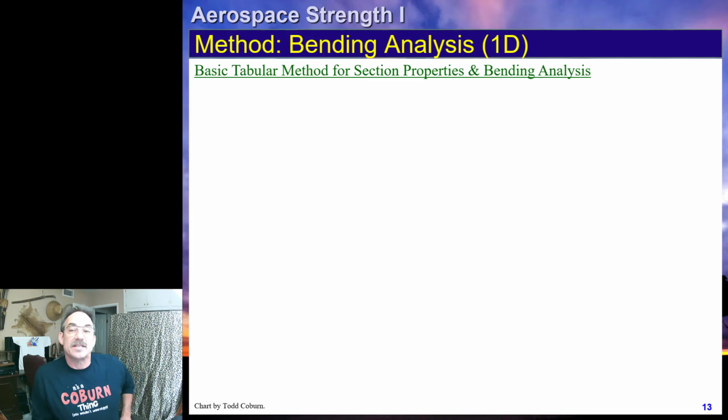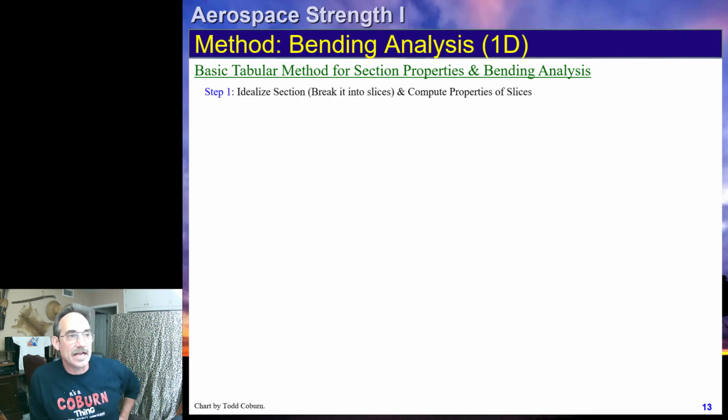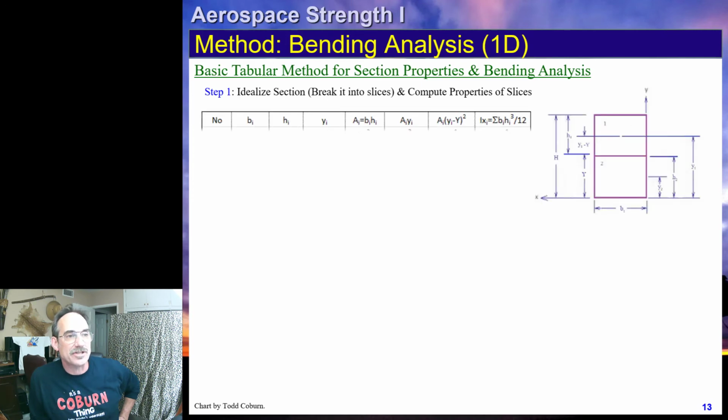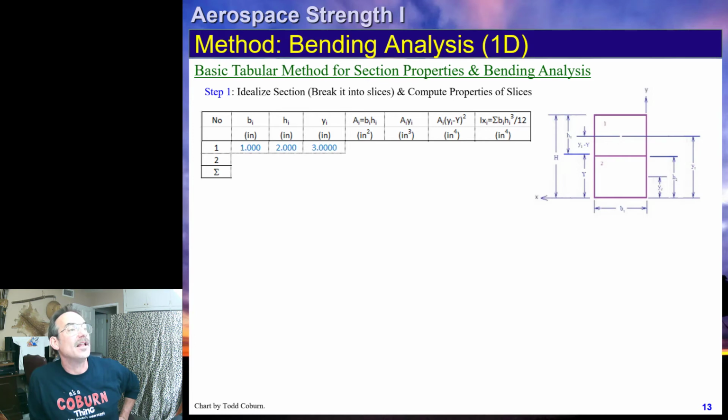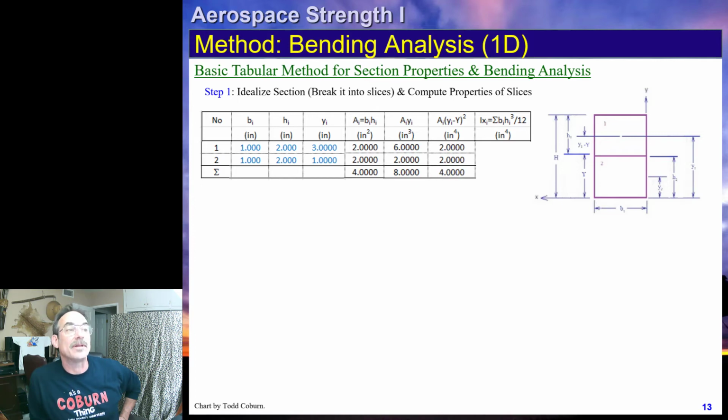This is a little example showing the same thing. It's a slightly different order of steps, but the same thing applies. We're idealizing our section. Let's say we have a rectangular section. We could break it up into two pieces and construct our table. We notice we have the widths and the heights. This particular element looks like it's 1 inch wide by 4 inches tall. That gives those. We then calculate this column. We calculate our A and our y bar. Then we calculate this column. We calculate our I by adding those two terms.